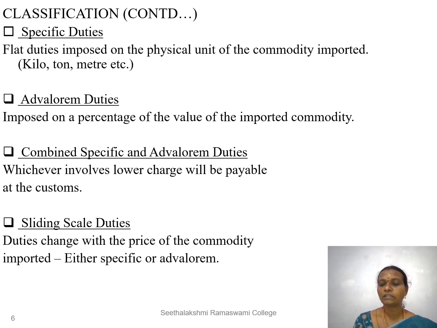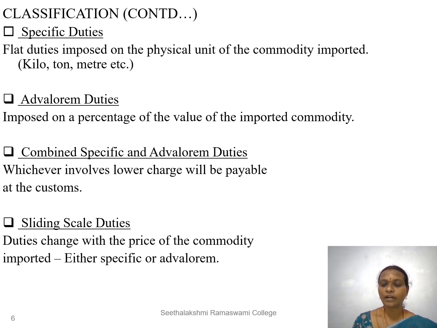The fourth one is sliding scale duties. The sliding scale duties are the duties which are imposed by the government on the basis of variation in the price of the commodity. The duties change according to the change in the price of the commodity. Here also the two duties are followed, first one is specific or ad valorem. In actual practice, specific duties are used by a particular country while importing the goods from one country to another country.